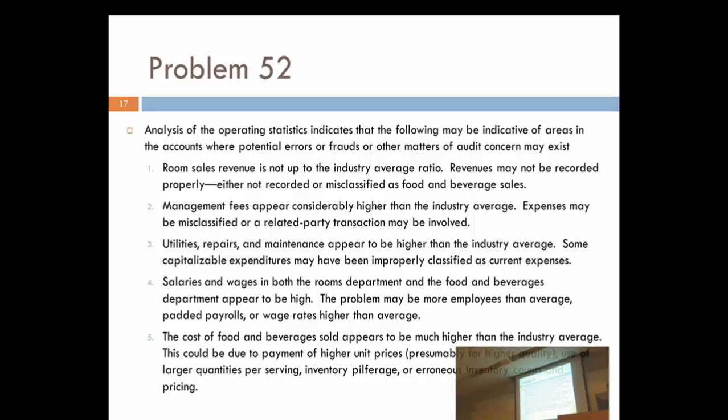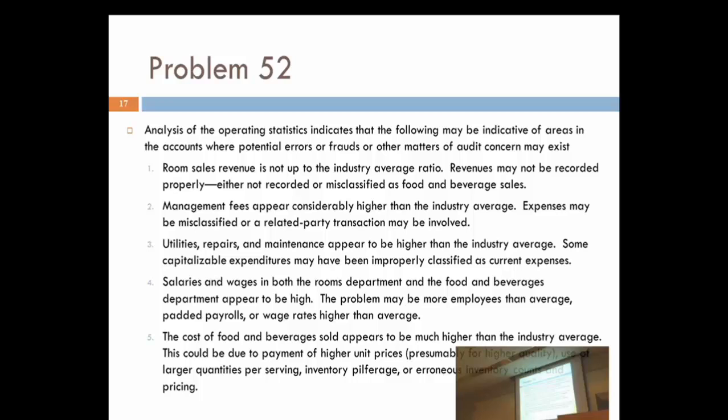Management fees also are much higher than the industry average, as was pointed out. Is it possible that they misclassified expenses? So it's not that management fees are really that high, or are there related party transactions that may be involved? And if they're related party transactions, obviously when you consolidate, those expenses should not be there, right? You should eliminate those expenses in consolidation.